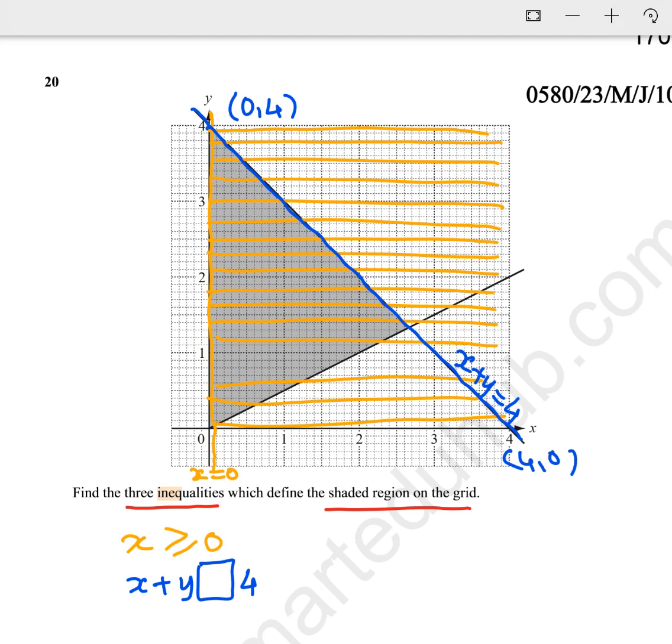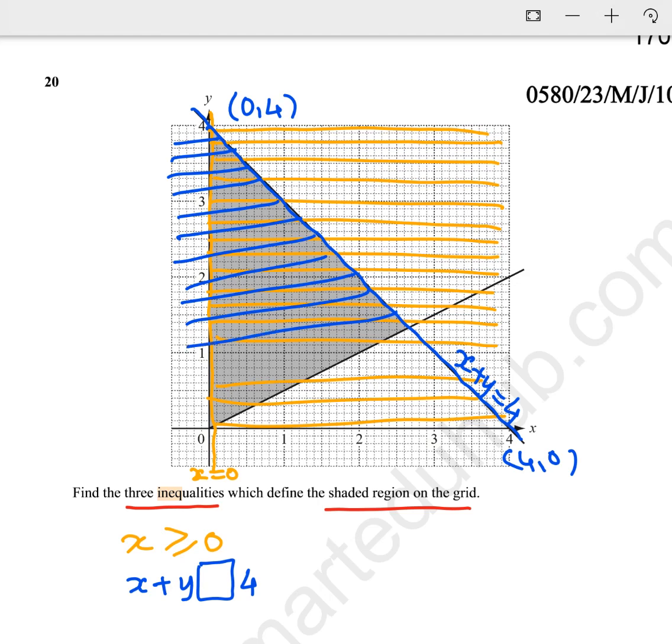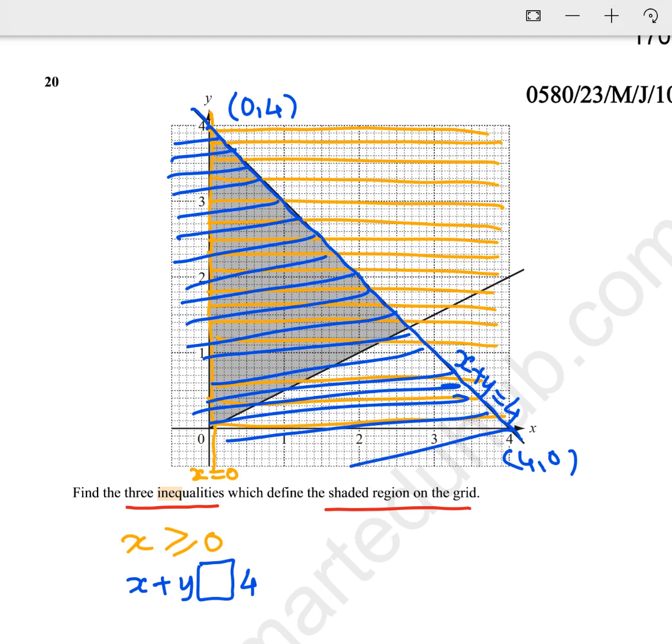Now, if I want to shade this, I have to shade it to the left of this line. So what's my inequality? My inequality is x plus y less than or equal to 4, right? So everything to this side is less than or equal to 4. Okay, now my third boundary is to be identified. And which is my third boundary? Okay, my third boundary is this line.